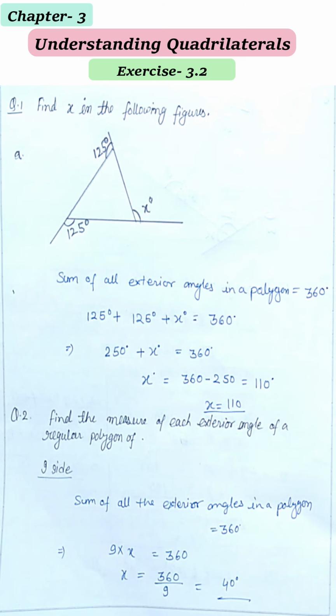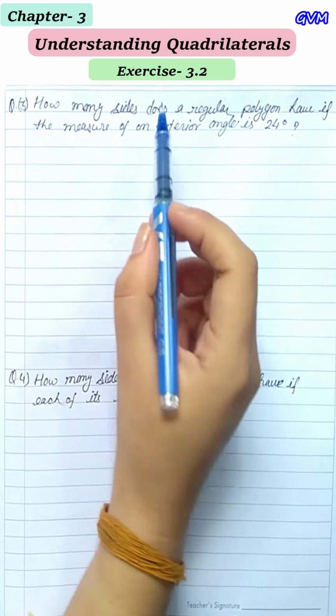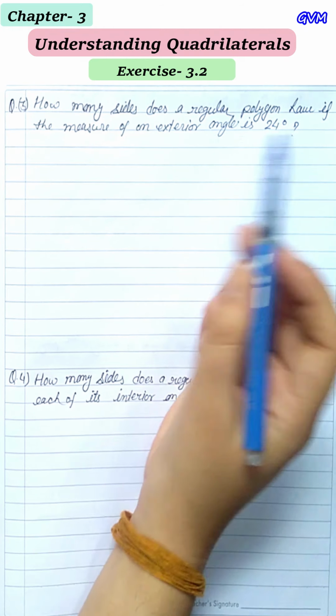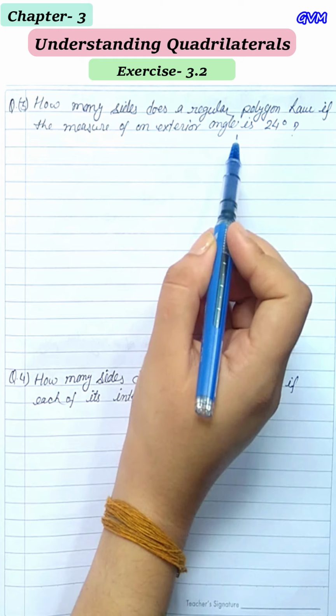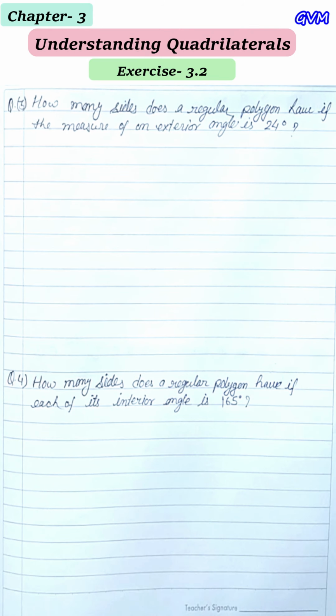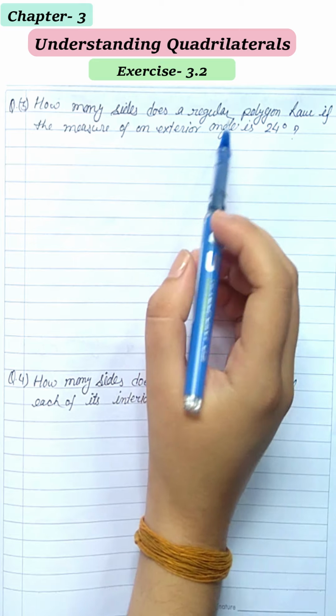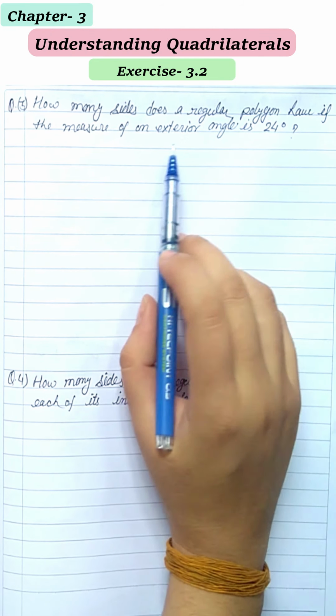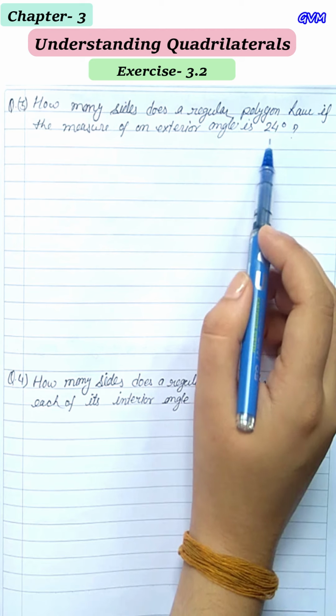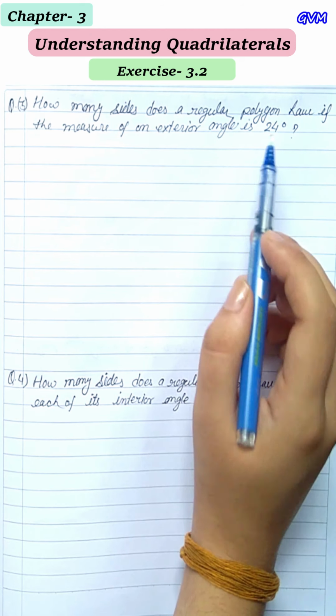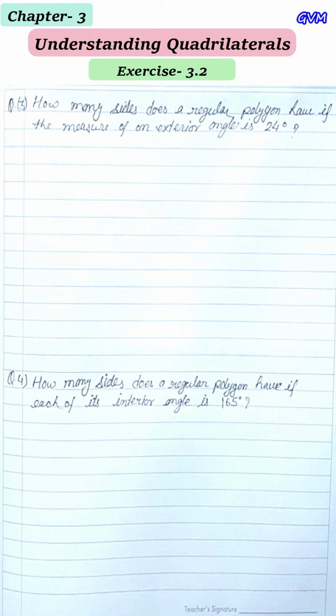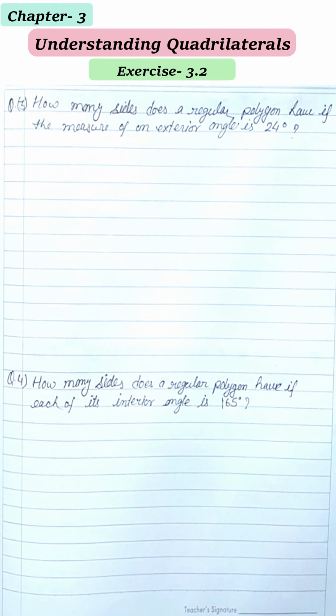Now let's come to the third question. How many sides does a regular polygon have if the measure of an exterior angle is 24 degree? So what is the question asking? That in a regular polygon, if there is an exterior angle that is 24 degree, we need to find out that how many sides does it have. Okay, that means if it is a regular polygon, that means each sides and each angle will be equal in it, and the number of side will be equal to number of angles.